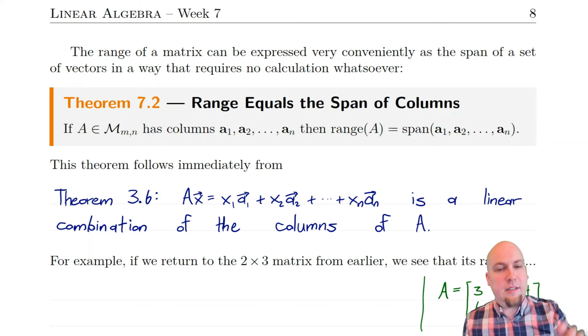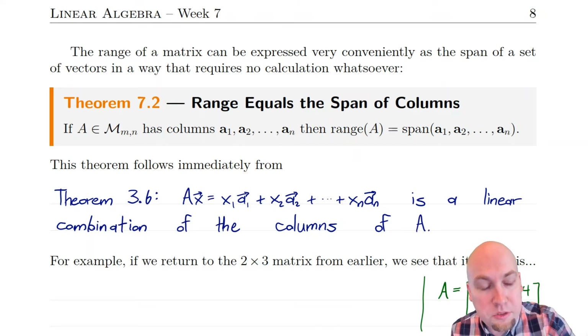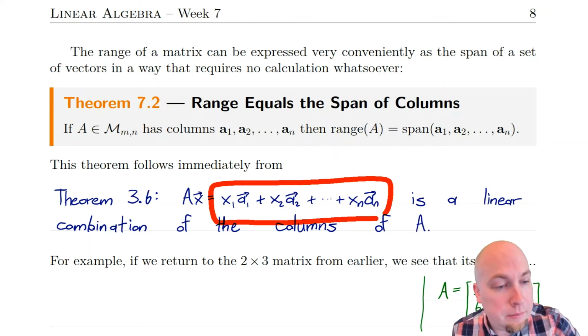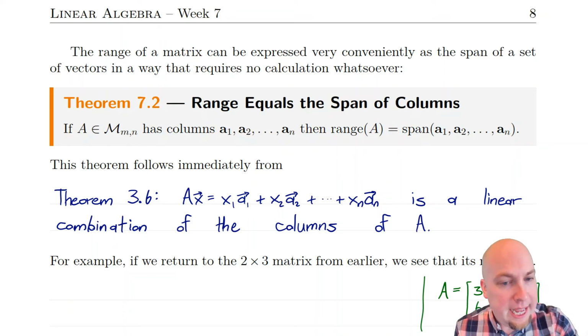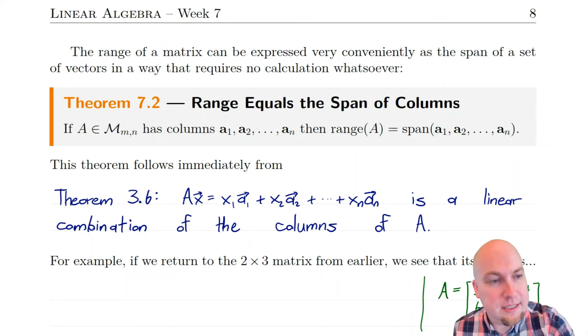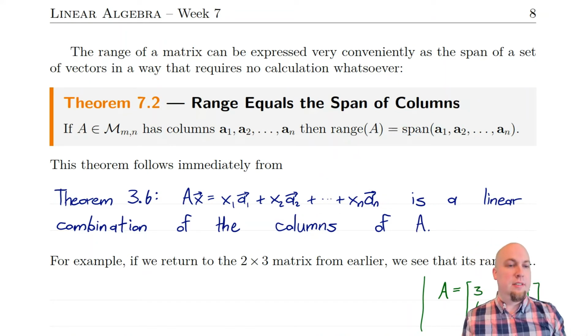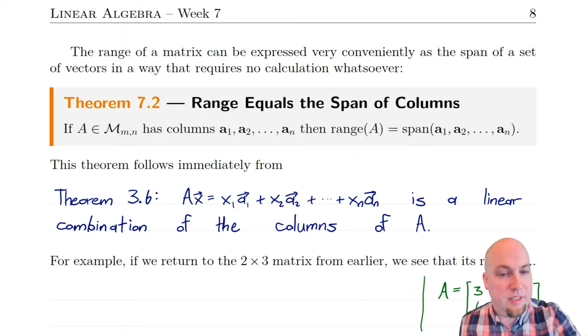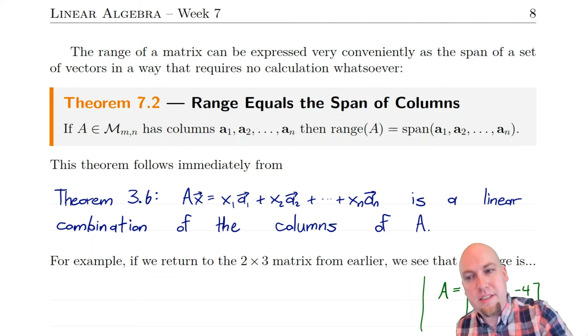So what this tells us is that outputs of A, vectors of the form Ax, in other words members of the range of A, are exactly linear combinations of the columns of A. In other words, members of the span of the columns of A. The range of A has members that look like this, Ax. The span of the columns has members that look like this. As you range over all possible values of the vector x, this set has to equal this set because all of these equal all of these. So that's all there is to the proof.